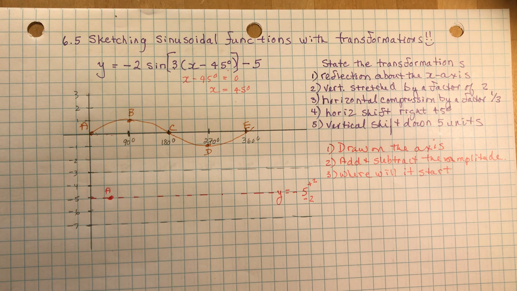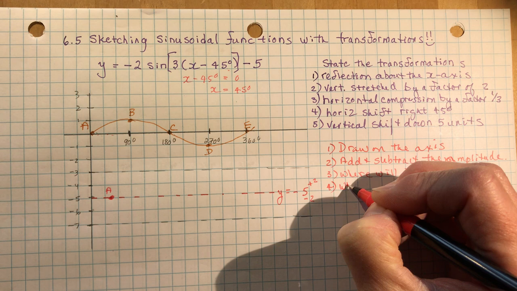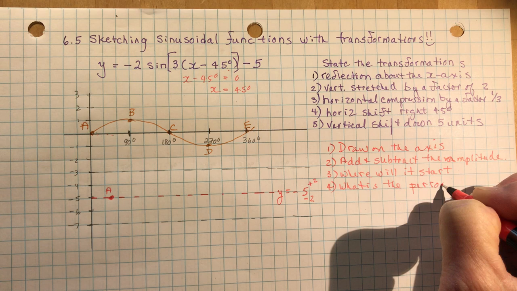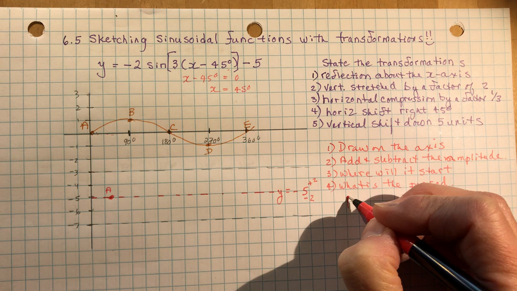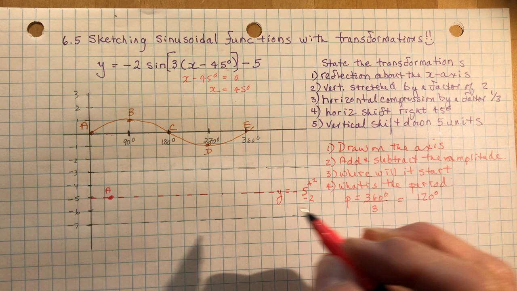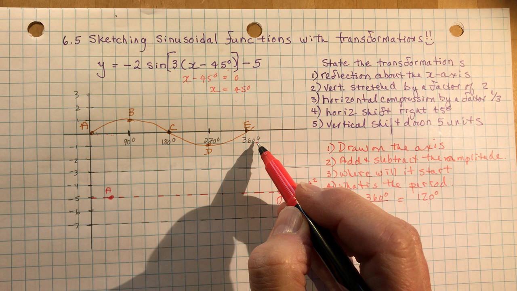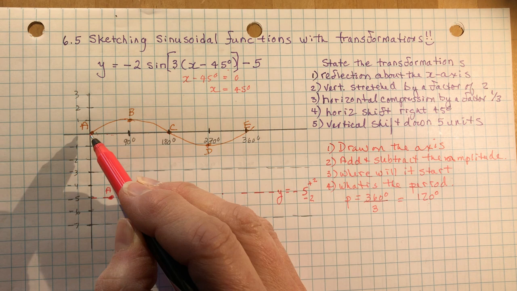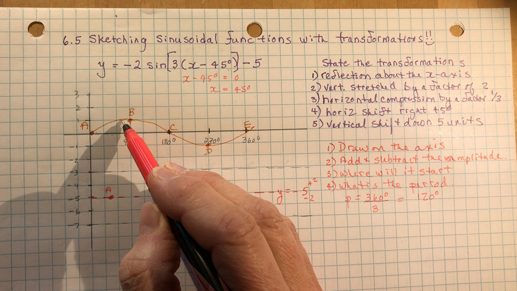The fourth thing I want to know is, what is the period? How long before this function does one complete cycle? So you know that the period is 360 degrees divided by k, and my k is 3. So that's 120 degrees. See, this was 360 divided by 4 was 90. Notice how this goes 0, 90, 180, 270, 360. So I've added 90 to each one of these previous values to get the next point.